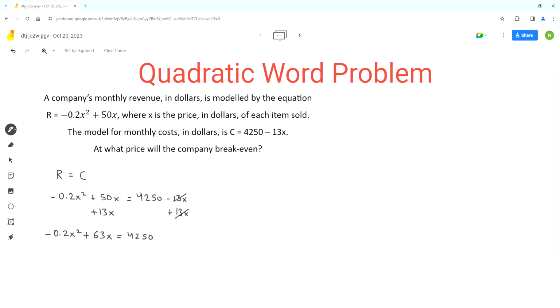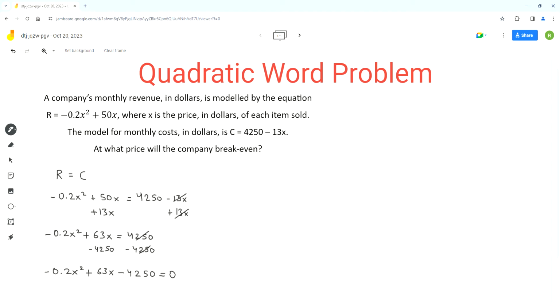4250. Now we can move 4250 to the left side of this equation. We subtract 4250 from both sides. So 4250s on the right side cancel each other out, and we are left with negative 0.2x squared plus 63x. Now we cannot combine 4250 with any of the terms on the left side because there are no like terms. So this is the equation we get for break even. Now we have to solve this equation to find the value of x, the price.